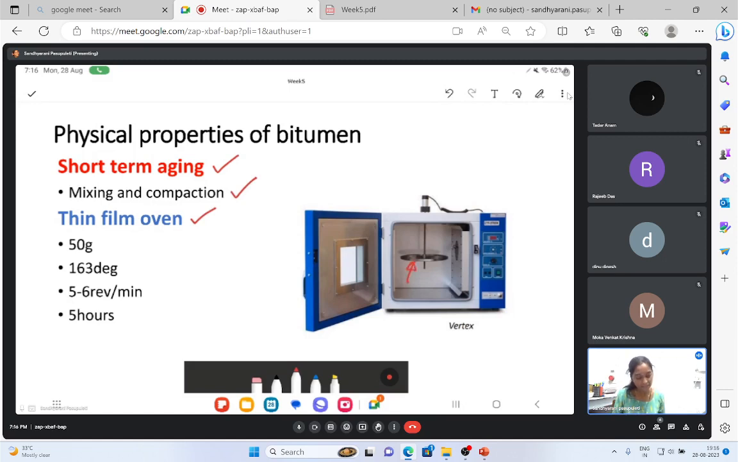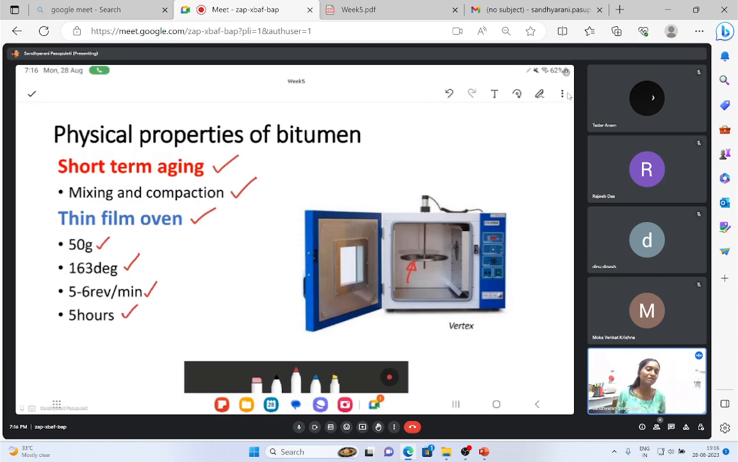where you can see there is a plate. In that plate you can place the bitumen of 50 grams. So when I spread the 50 grams bitumen, it will have a particular thickness. We subject this bitumen to 163 degrees at 5 to 6 revolutions per minute for 5 hours.